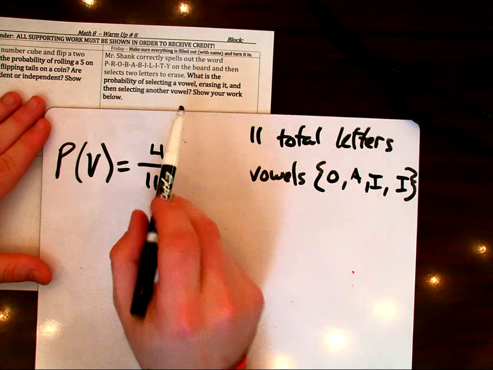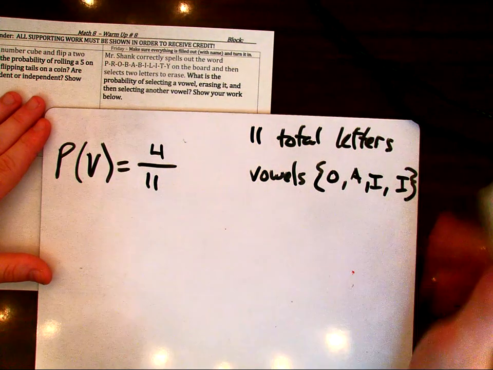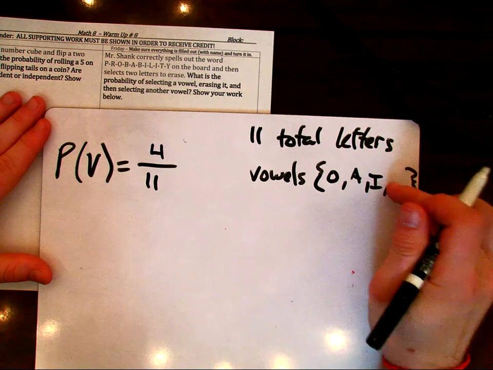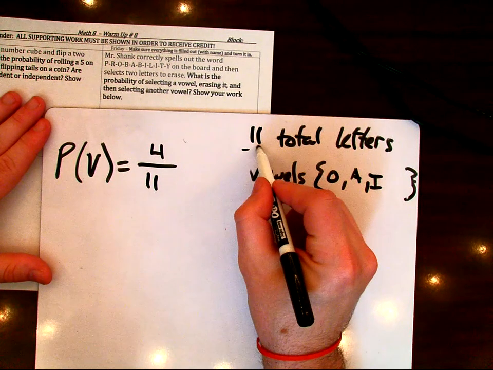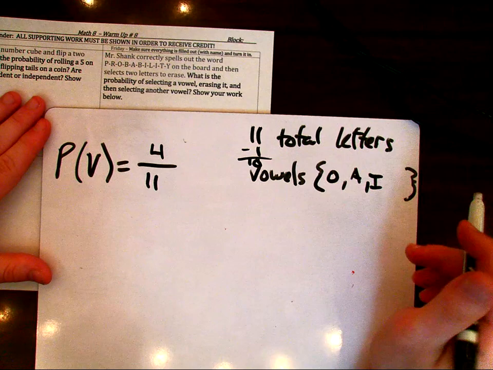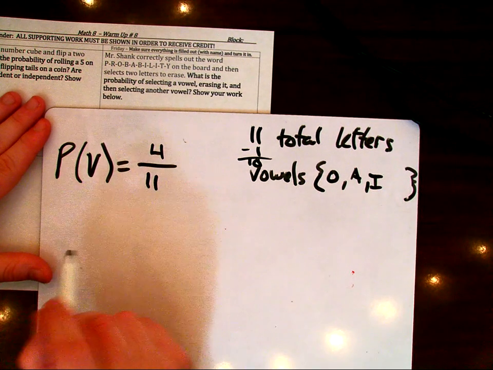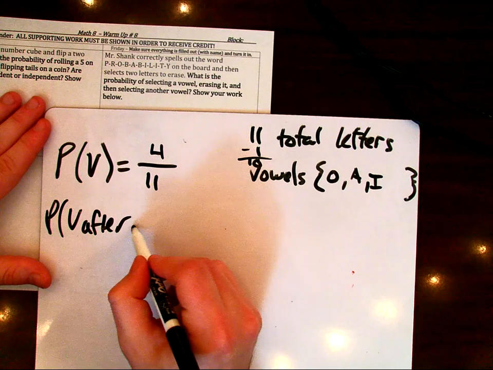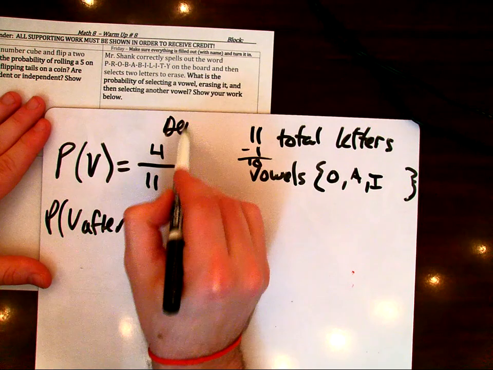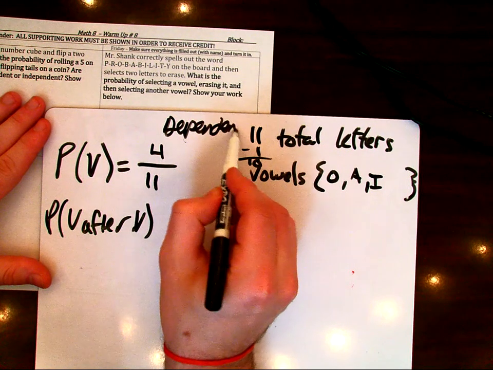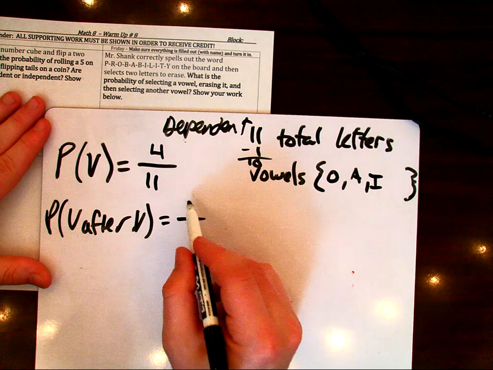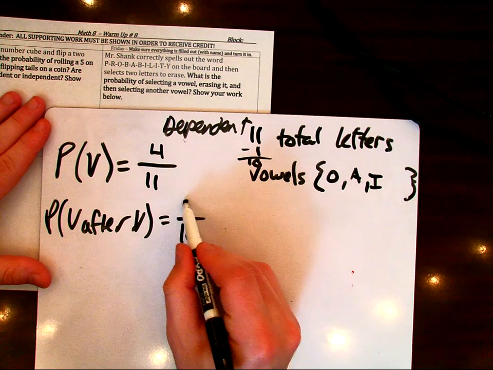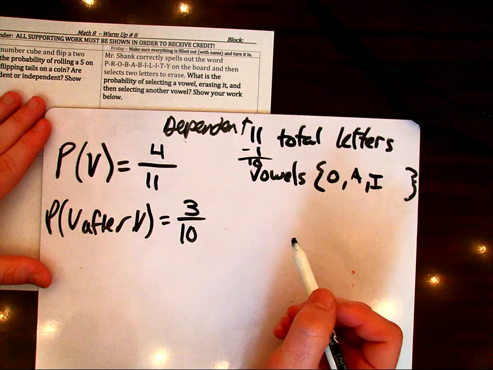However, since it says we're going to erase it, I'm going to erase one of these, meaning I only have 3 vowels left, and I now have 10 total. So the probability of picking a vowel after a vowel is dependent, meaning it does change that denominator. There are only 10 total letters remaining, and 3 of which are vowels.